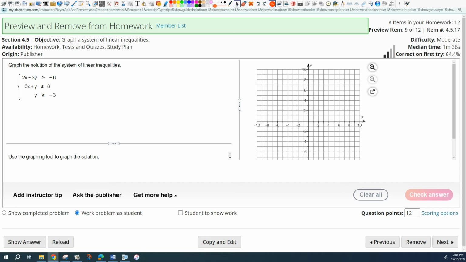Problems like this, where you're graphing a system of linear inequalities.